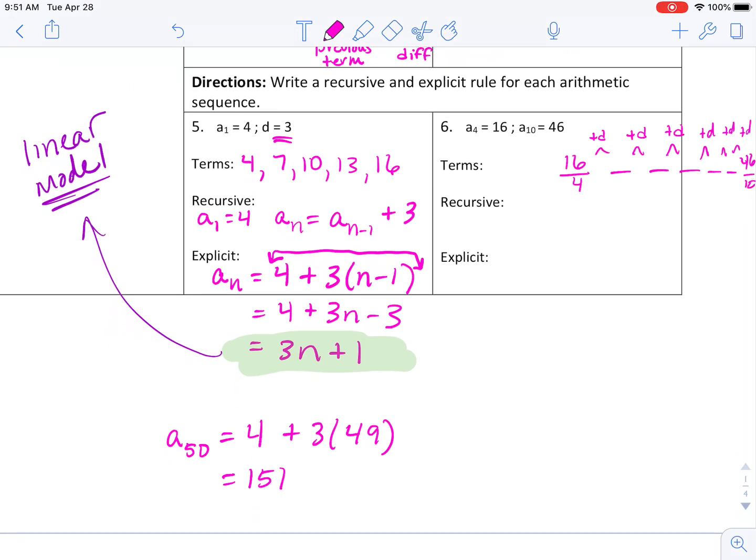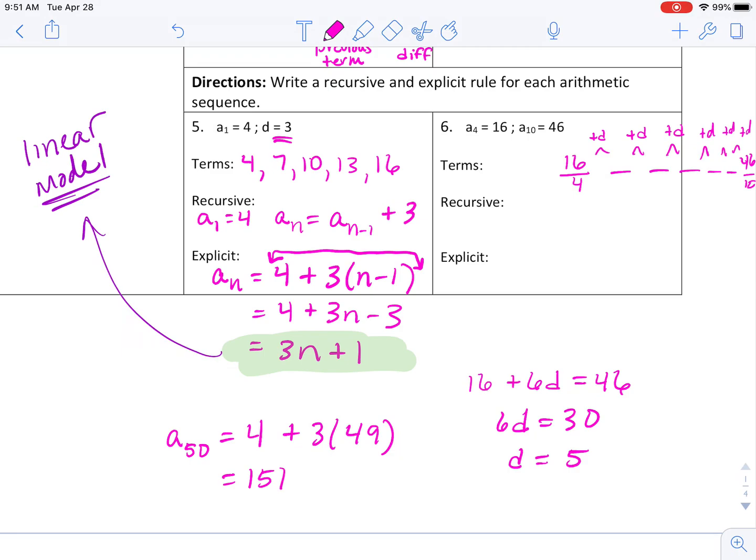So guys, think about this. You can figure this out. You started at 16. You added 6 differences, 6 d's, and it equaled 46 at the end of that. This equation will help you solve for that common difference. So we can simply subtract 46 and 16, which is 30, divide by 6, and that is 5. The common difference must be 5 here.